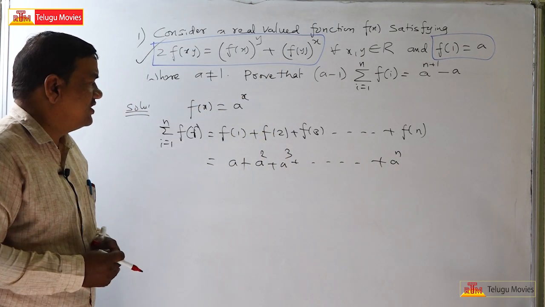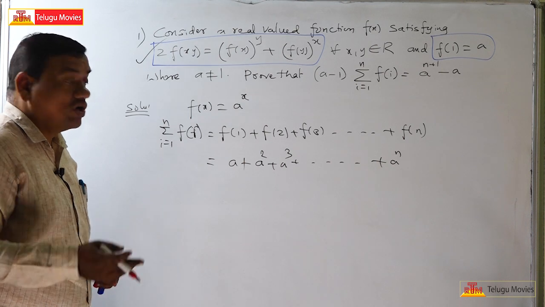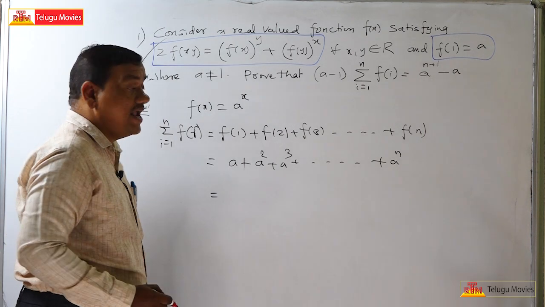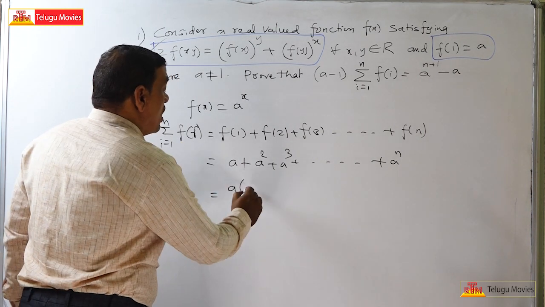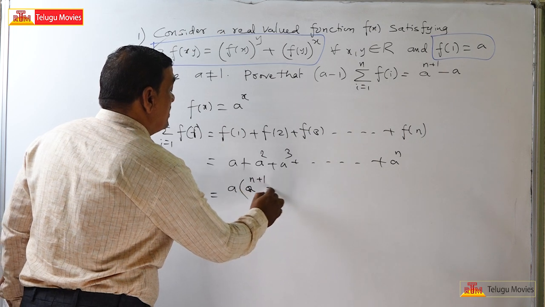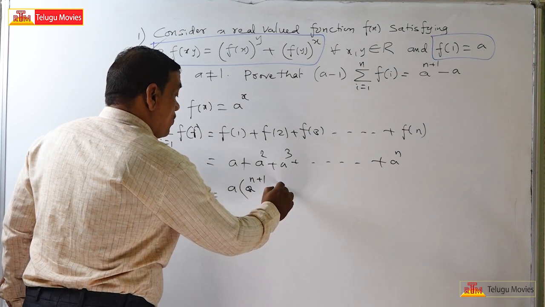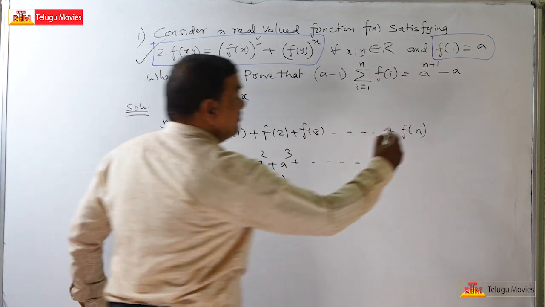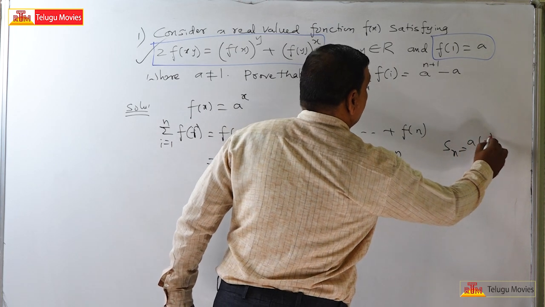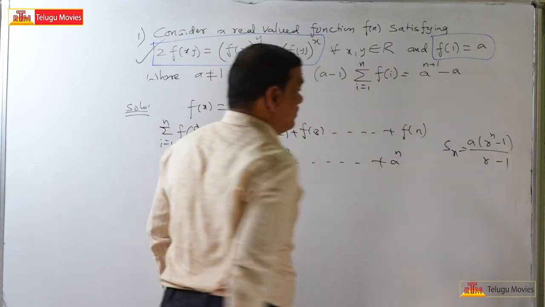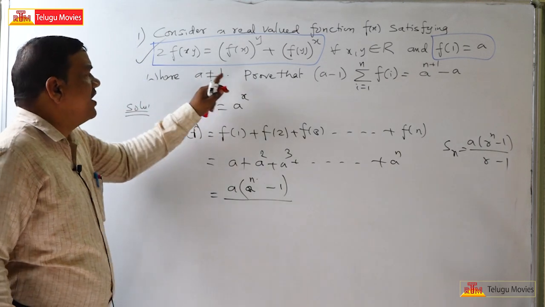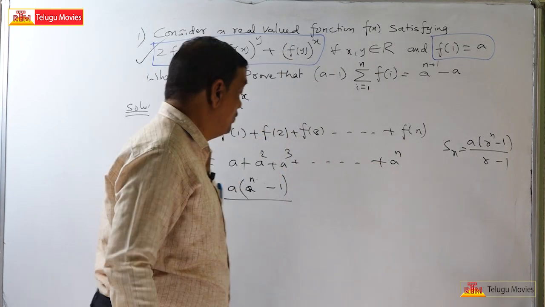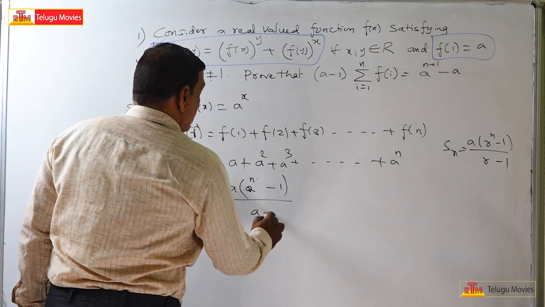So clearly this is a geometric progression with first term a and common ratio a. The sum formula for a geometric progression is Sn is equal to a into r to the power of n minus 1 by r minus 1. Here r is not equal to 1, because the r value is a. So r minus 1 means a minus 1.